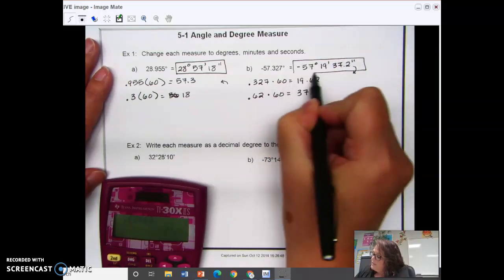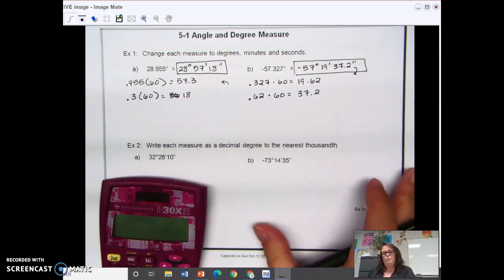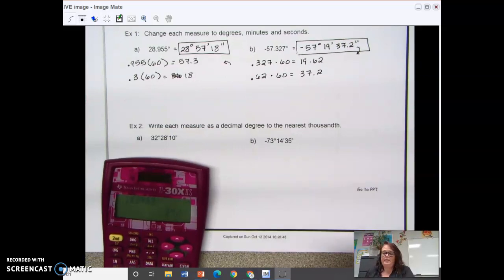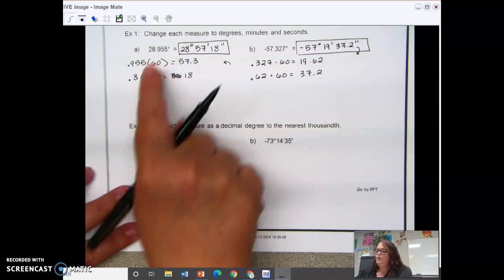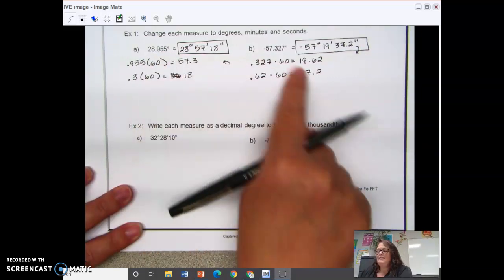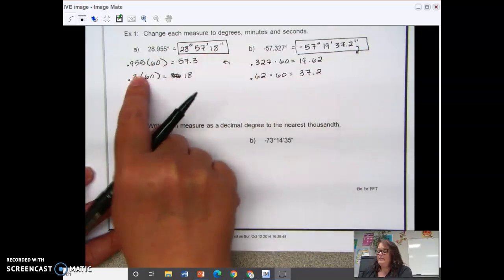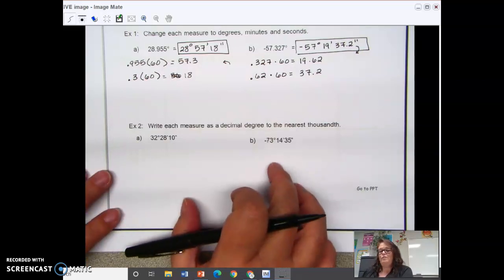And again, the negative doesn't affect how my number is reported. It just affects what direction I would rotate it. Okay. So if going from degrees to minutes and seconds is a multiplication process, then this one is going to be a division process.